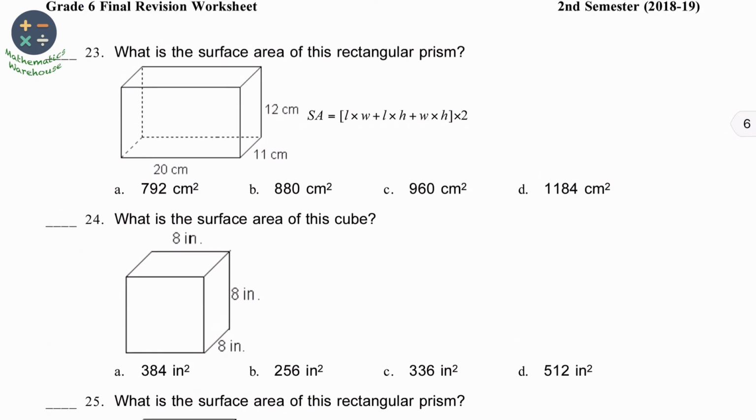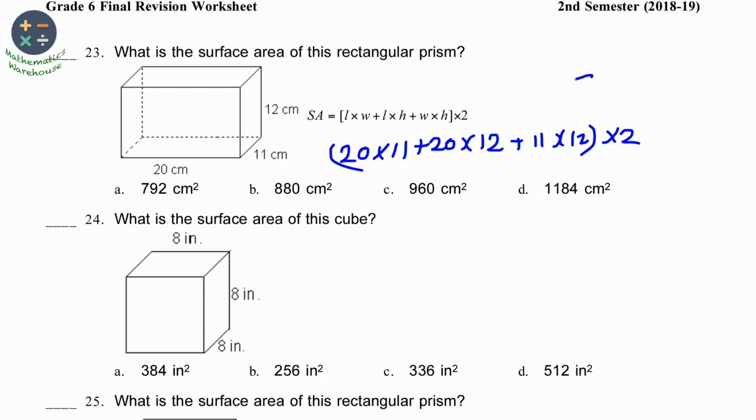Next question. What is the surface area of this rectangular prism? The formula is given, just substitute. It would be 20 times 11 plus 20 times 12 plus 11 times 12 all times 2. So 20 times 11 equals 220 plus 240 plus 132 all times 2.